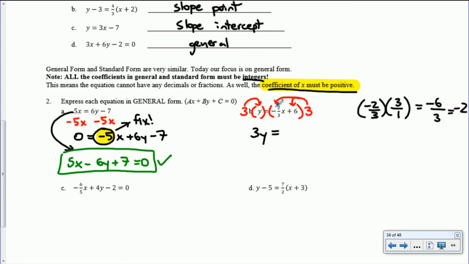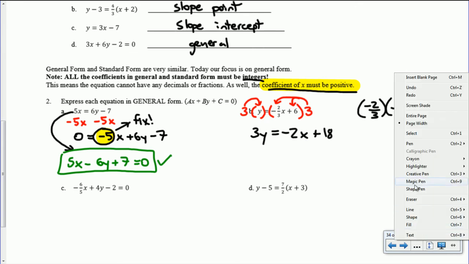So the numerator gets kept. So negative 2x plus 3 times 6, 18. I need the coefficient on x to be positive, so I can't just leave it on the right side here. I should bring it to the left. So I can add 2x to both sides.